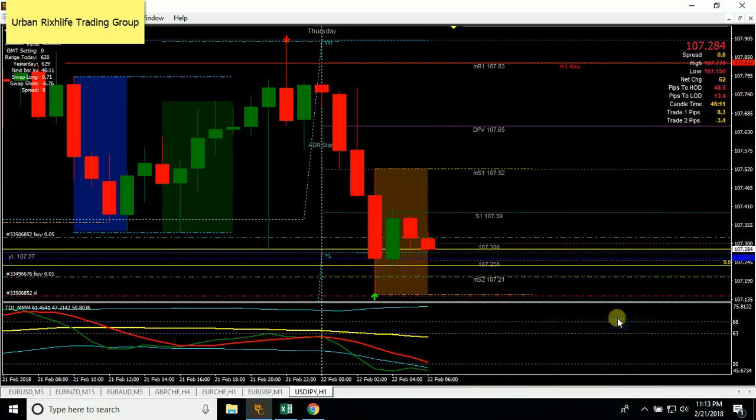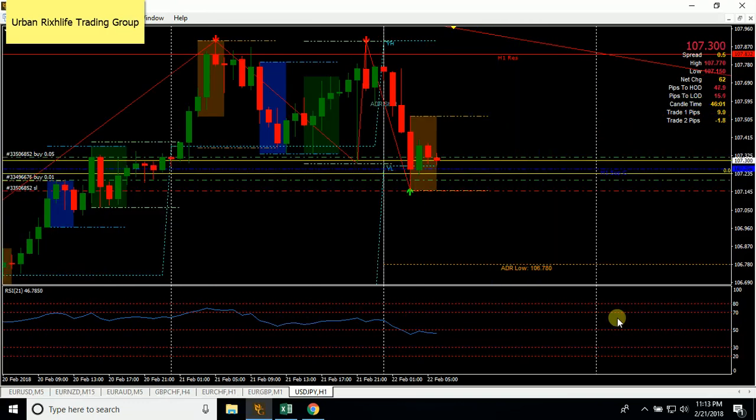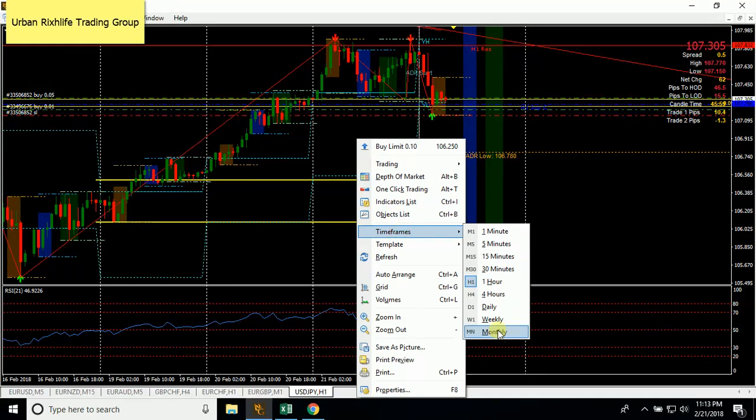What I wanted to do here is go over the trade that I've been watching for a few days on the USD. I want to first start off by going all the way to the monthly.